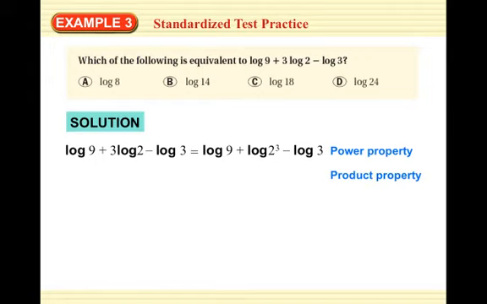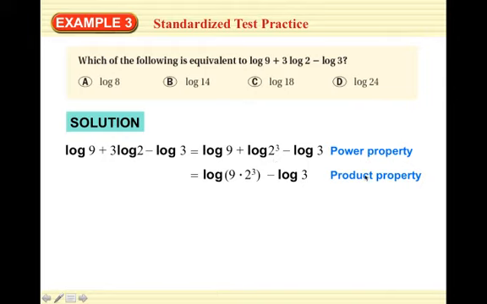Now we're going to apply the product property. Right here where there's a plus, we know that these two antilogarithms, 9 and 2 cubed, can be written in a single common logarithm if we connect them with multiplication. So we're going to use the product property going in the opposite direction that we did in the last example. Instead of 2 common logarithms, we're going to have a single one, and it's going to be 9 times 2 cubed.